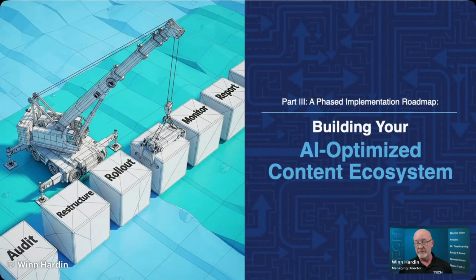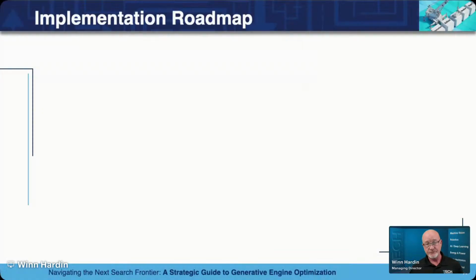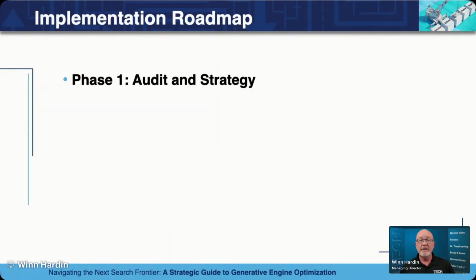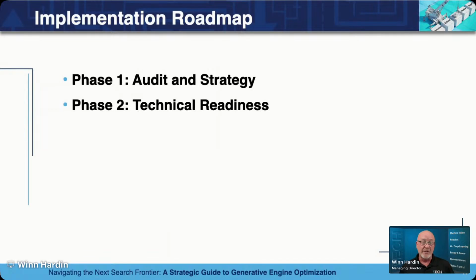Okay, now let's get into part 3. How do we build our AI-optimized content ecosystem? Let's start with our implementation roadmap. Step 1 is we conduct an audit and a strategy. And then we go to phase 2, technical readiness, where we establish: how good are our H2s? Is our microschema in place? Is our page full of bidirectional links?